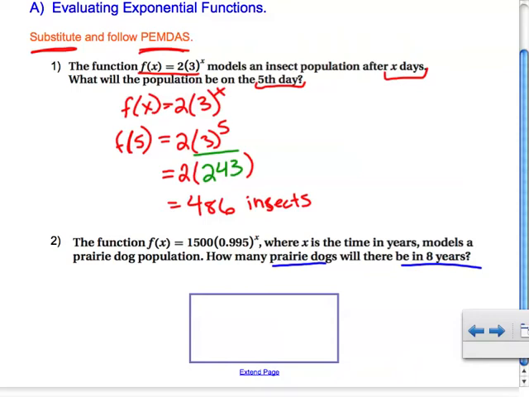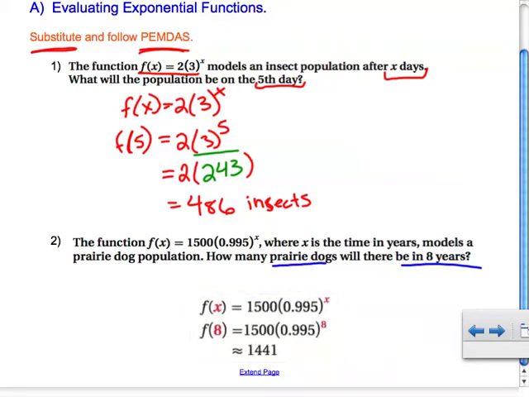Okay, ladies and gentlemen, hopefully you're back. The answer here is approximately, okay, your calculator is going to give you probably a long decimal here. We round it to 1,441 prairie dogs. We can expect that these prairie dogs are actually going down in their population.